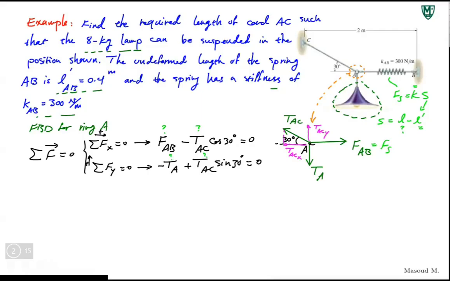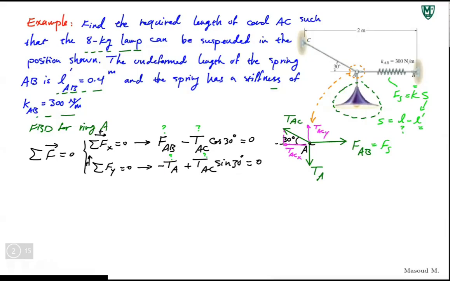So in this case, we have two equations, but we have three unknowns. We don't know FAB, which is F spring. We don't know TAC, and we don't know TA. So there are two equations, three unknowns. Mathematically, we cannot solve this. We need to have one more known to be able to solve these as two equations, two unknowns. I'm trying to tell you how to approach this problem.